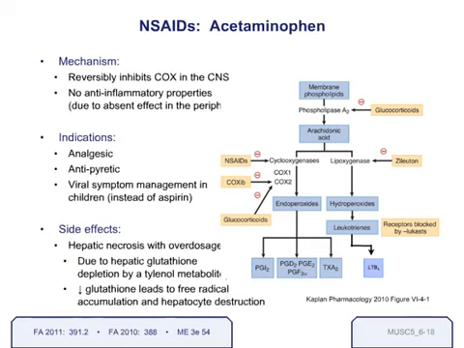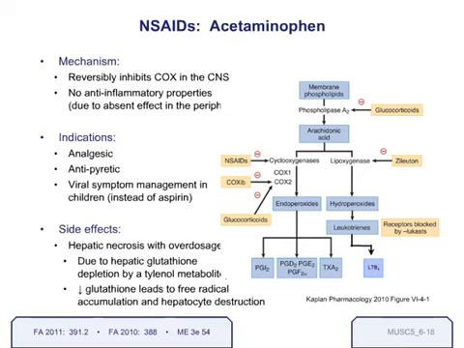Next, we have acetaminophen, which is an extremely commonly used medication for pain. This also reversibly inhibits cyclooxygenase, or COX. However, unlike NSAIDs, which work in the periphery to reduce inflammation, acetaminophen really works in the CNS, so the central nervous system, and that's how it actually inhibits cyclooxygenase and will cause decreased pain.